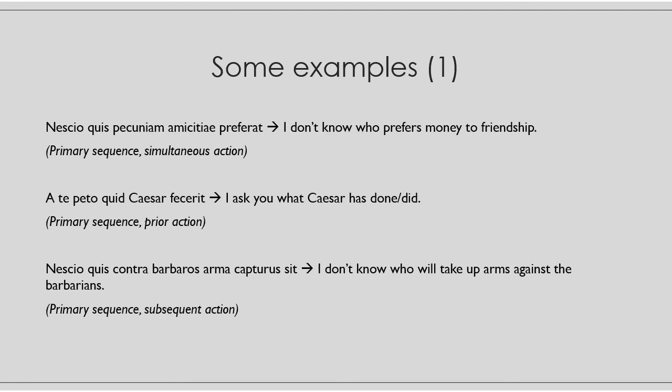Next example, nescio quis contra barbaros arma capturus sit. So nescio is a present, so again, primary sequence verb, but then you have capturus sit, so future participle plus a present subjunctive of sum, and so the action is subsequent, it took place after the one of the main verb. So I don't know who will take up arms against the barbarians, so I have to use the future with will in this case. These examples were, as you can see, all in primary sequence, and each and every one of them had a different tense relationship with the verb of the main clause.